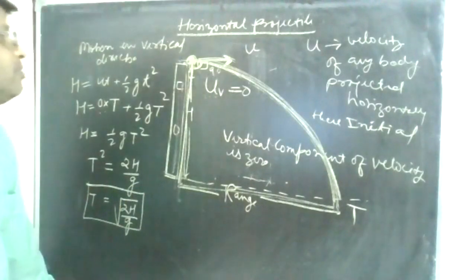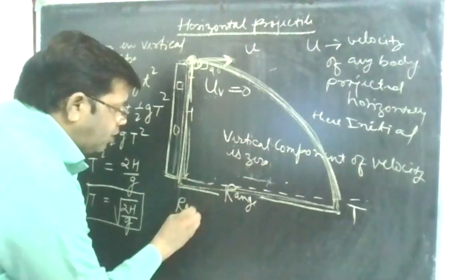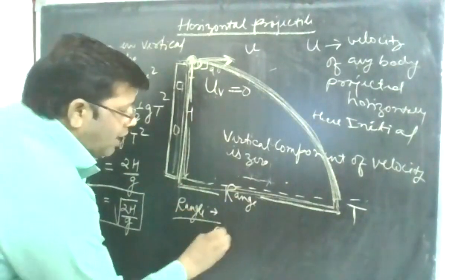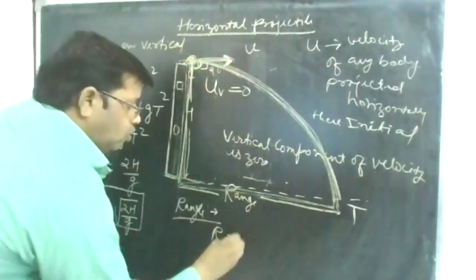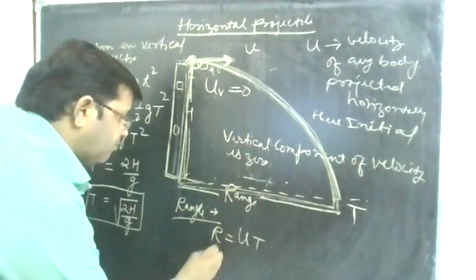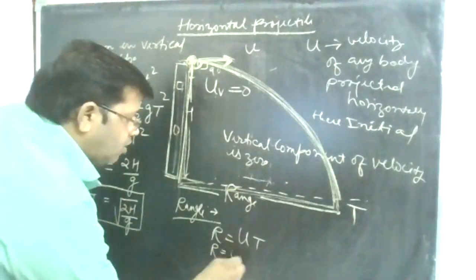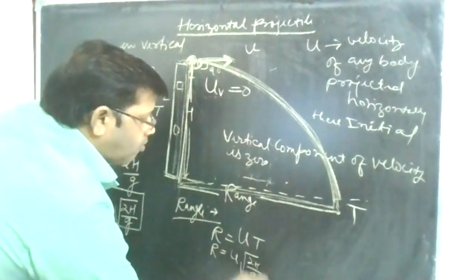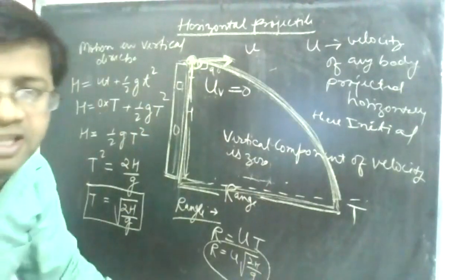Now you see here, beta, what is the range? But you know that in the horizontal direction no acceleration is there. So s is equal to ut. What is the initial velocity? u. And time is t. In place of t, what can we put? Root under 2h upon g. So the range is u into root under 2h upon g. This is the formula for range.